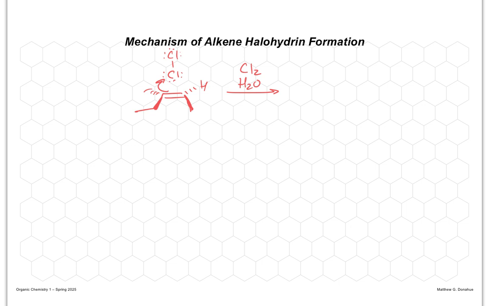So pi bond attacks, lone pair comes down, this splits off, Cl minus. The reason the Cl minus doesn't come back to attack is that typically when you're running a reaction in solvent, the molar ratio of solvent relative to your other reagents and substrates is quite a bit. There's a lot more of that around, surrounding the substrates.